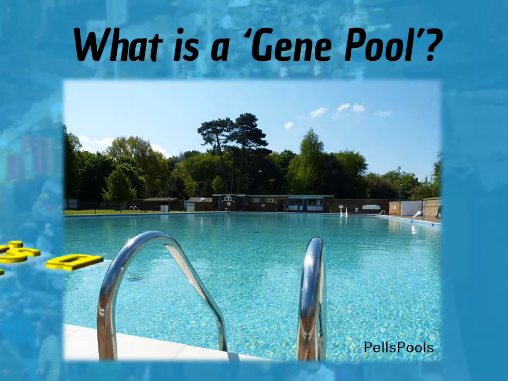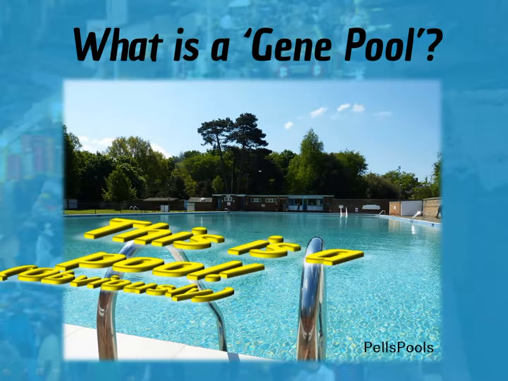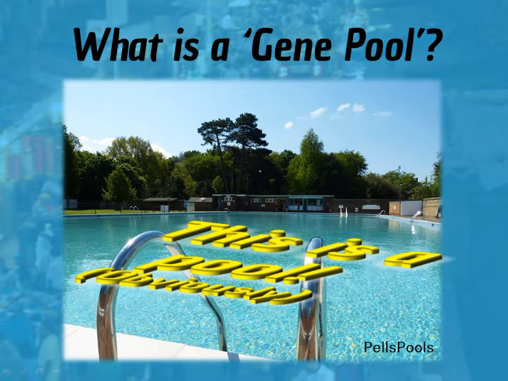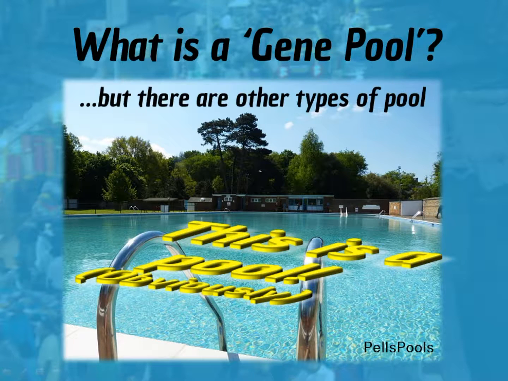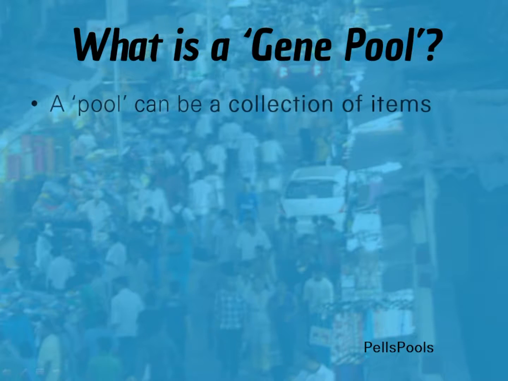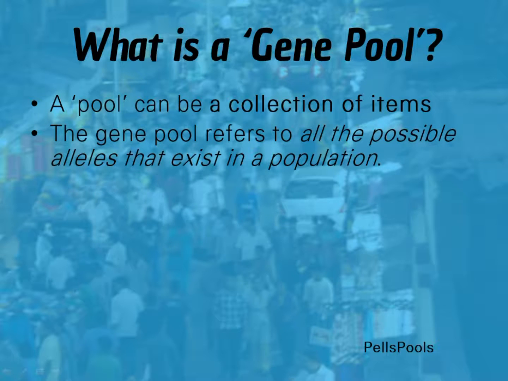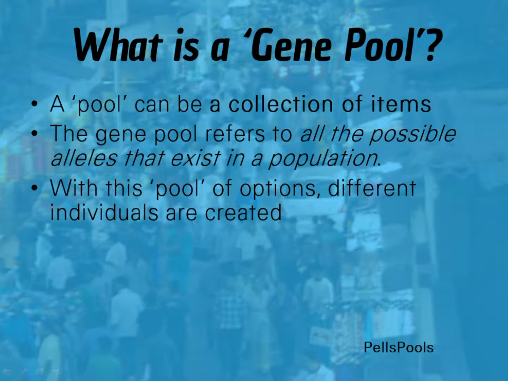So one of the key concepts of genetic variation is a gene pool. So obviously here we see a swimming pool, but there are other types of pool. A pool can also just mean a collection of items. And so a gene pool is a collection of available alleles that can be found in a population. All the possible different alleles that an organism can have, although it won't have all of them, is the available gene pool of that population.